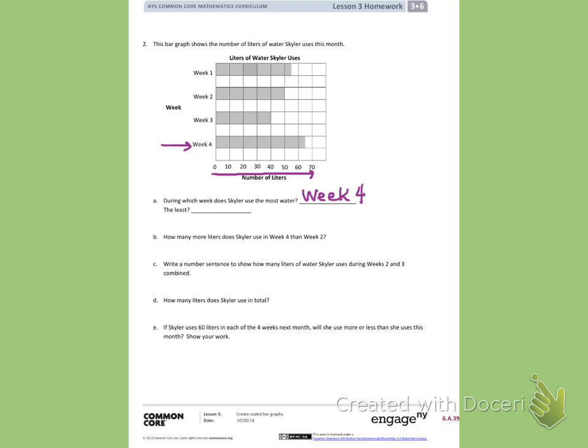The next question on 2A is the least. Which week does Skylar use the least water? This one's up to you. Take a look at weeks 1, 2, 3, and 4 and see which one is the shortest and goes the least furthest over to the right. And then write it on problem A.